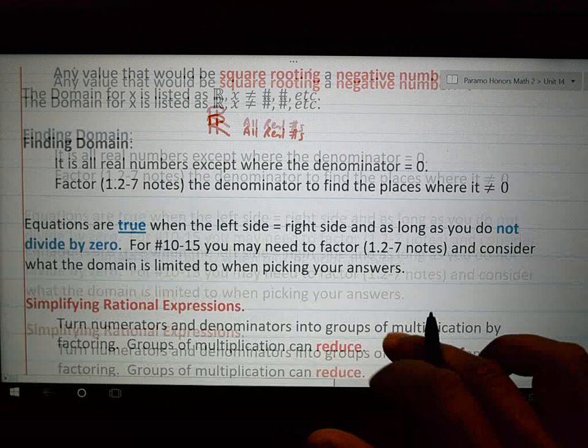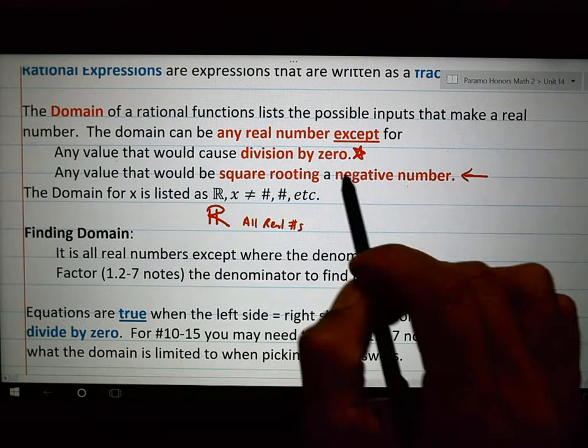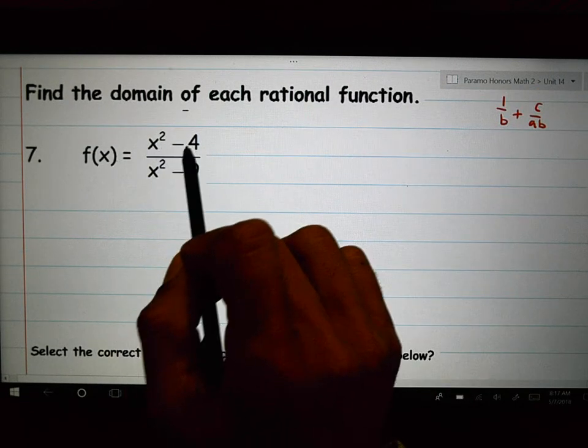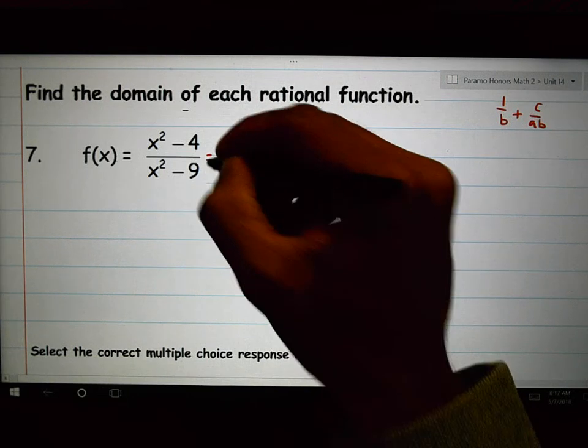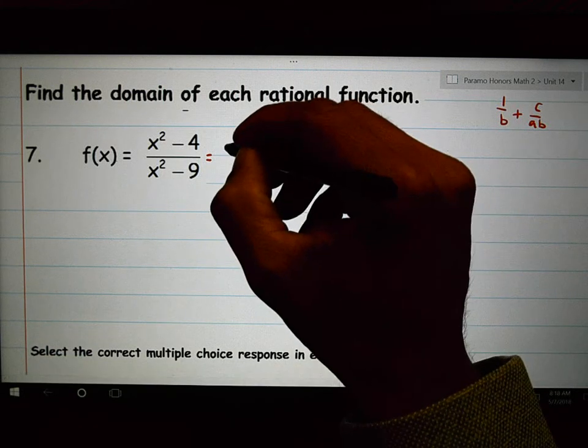And earlier, I told you the domain, basically any real number you want to, you can plug into it. I can plug in 7 squared minus 4 over 7 squared minus 9, and that will give me a real number. I can plug in 100. I can plug in 17. I can plug in -5. There's only very, very few numbers that you can't use. How do we figure out what that is? You probably want to factor both the numerator and the denominator just to check this out.